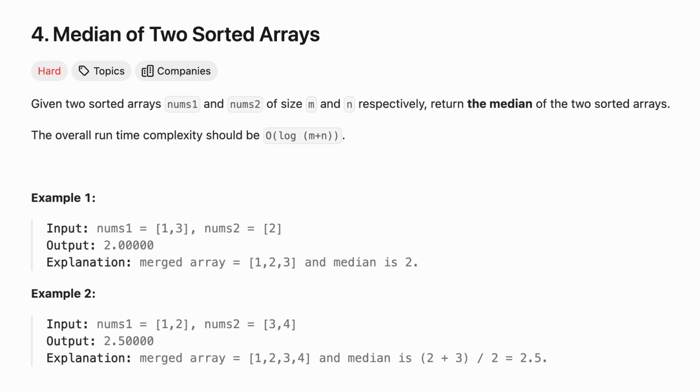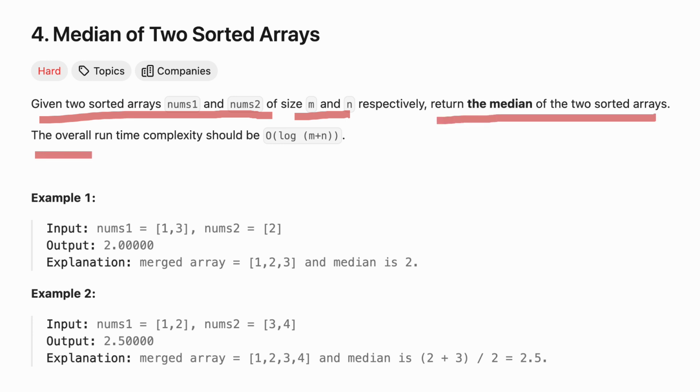Let's look at the question. Given two sorted arrays nums1 and nums2 of size m and n, return the median of the two sorted arrays. The overall runtime complexity should be O of log of m plus n. We'll ignore the runtime complexity for all three suboptimal approaches that we'll be looking at today. In future, we'll look at a solution that satisfies this runtime complexity constraint.